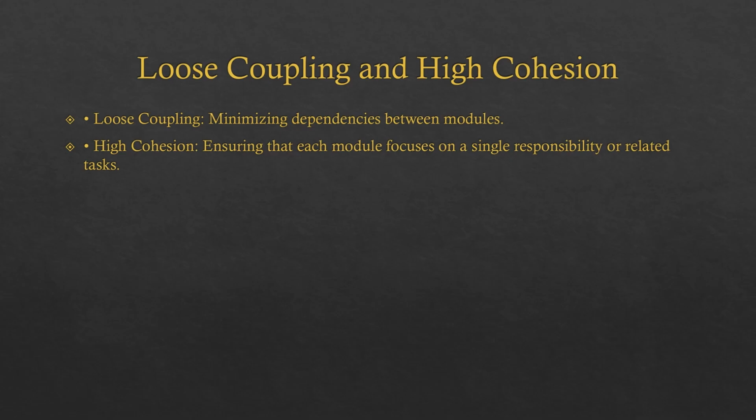Loose coupling and high cohesion are essential for creating systems that are easy to maintain and extend. Loose coupling minimizes dependencies between modules, while high cohesion ensures that each module focuses on a single responsibility or set of related tasks.